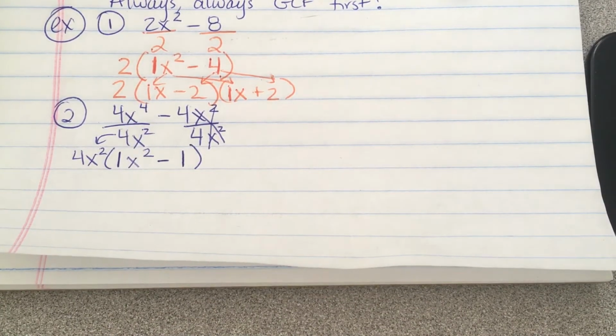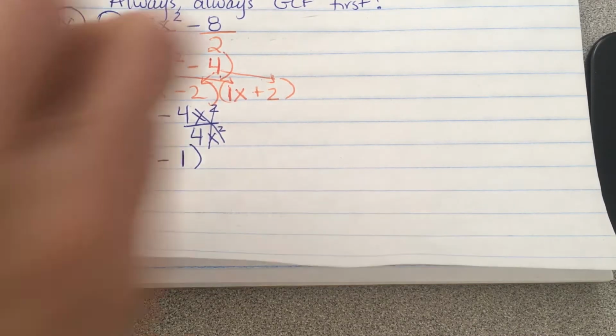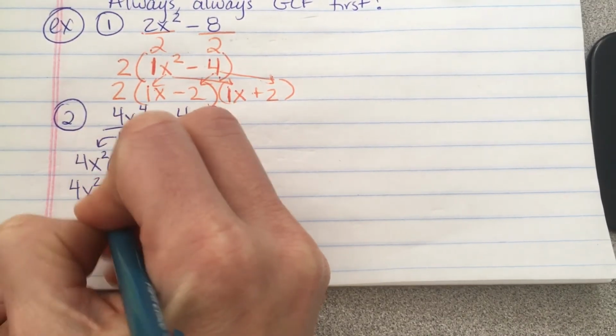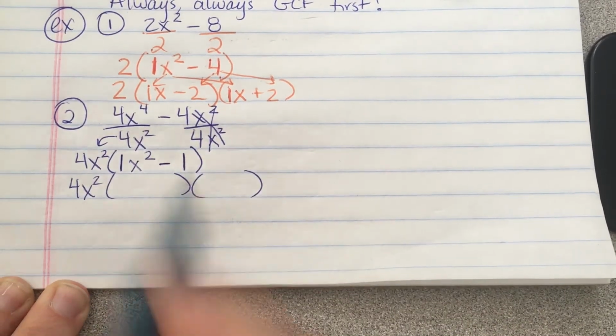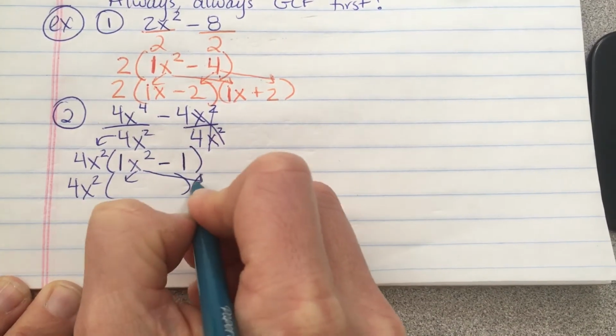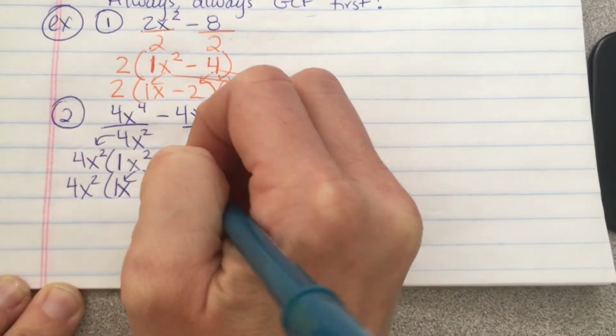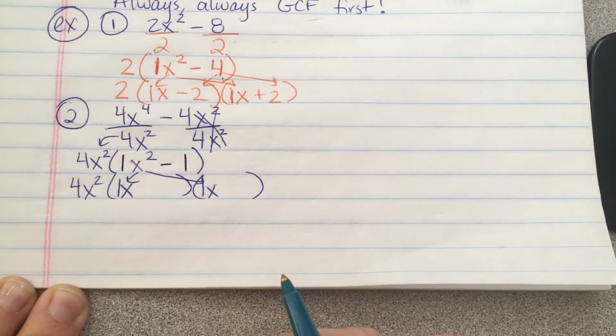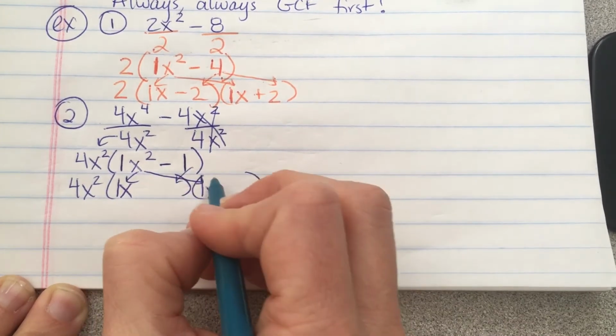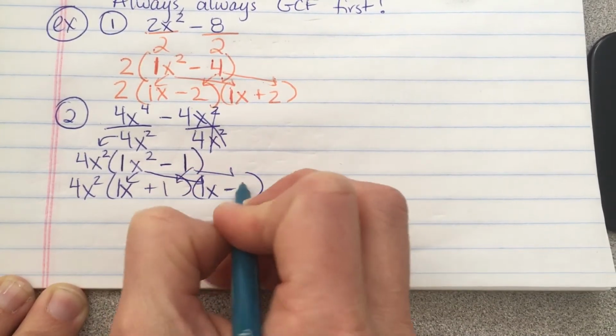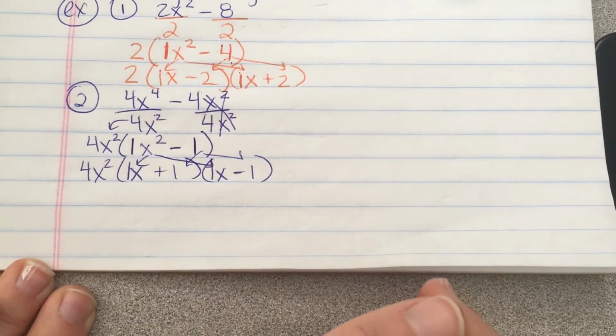How many parts do you have? 2. If it has 2 parts, you say, is it difference of squares? Is it? Yes, because 1 times 1 is 1. So 2 sets of parentheses. How does 1x squared split? 1x and 1x. And then what about this one? Positive 1, negative 1. Doesn't matter what order you write them in. Okay.